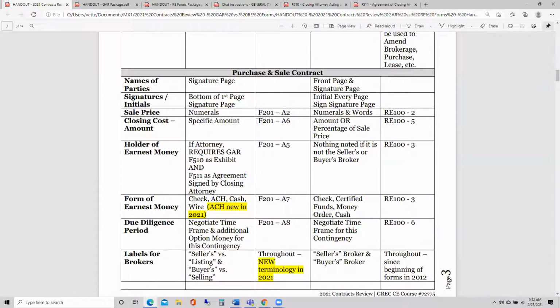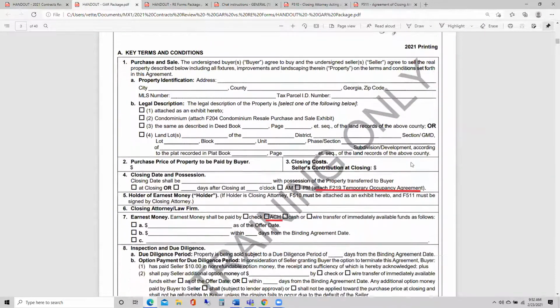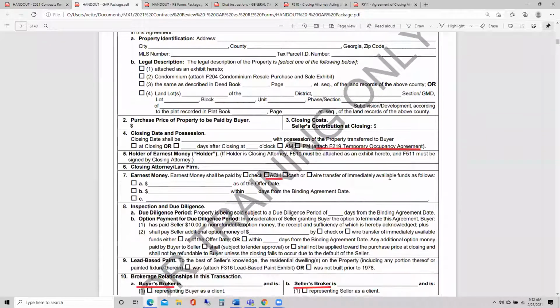All right, sale price. In the GAR, you just put in numerals. In the RE forms, you put in numerals and words. You guys, this is not a line by line going through each contract. This is just pointing out specifically the differences.